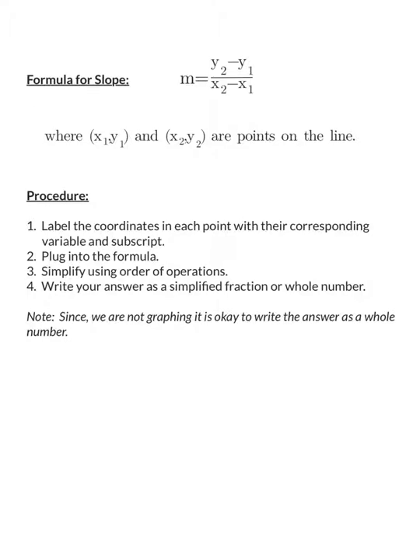So when we talk about slope, we've talked about it being rise over run. I think I also mentioned that it's the ratio of the vertical change to the horizontal change. And so finally, the last definition that we're going to use for slope is the actual formula. So the formula for slope is m equals y2 minus y1 over x2 minus x1, where x1, y1 and x2, y2 are points on the line.